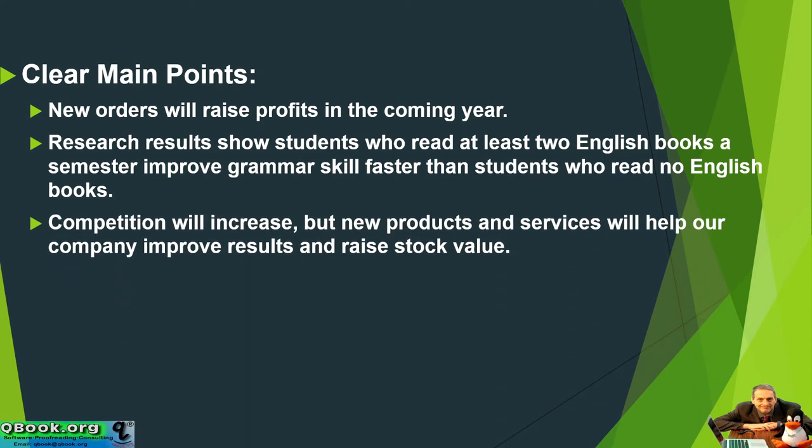Here's a really good one. Competition will increase, but new products and services will help our company improve results and raise stock value. So here we're talking about competition, and then we're going to have new products and services. And what will they do? They're going to improve results and raise the stock value. So now my presentation is going to talk about these details. I'm going to talk about competition. I'm going to talk about the new products. I'm going to talk about how we're going to make more money from it and how our stock value is going to increase from it. So at the very beginning of my presentation, I can use this to make my main point.